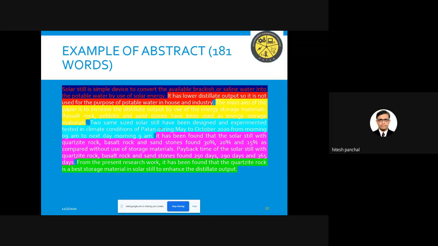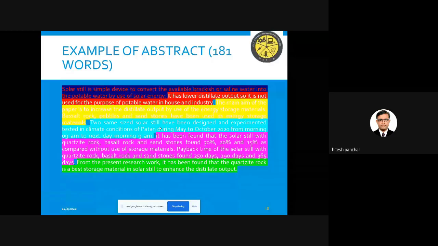And at last, whatever conclusion you have obtained, you have to write in brief. Okay, from the present research work, it has been found that quartzite rock is the best storage material in a solar still to enhance the distillate output. It is a sample of writing the abstract.